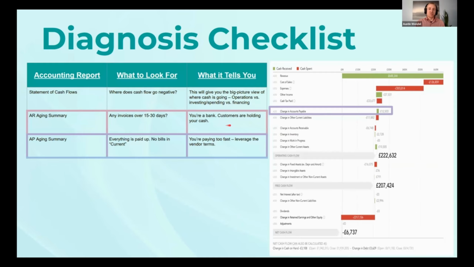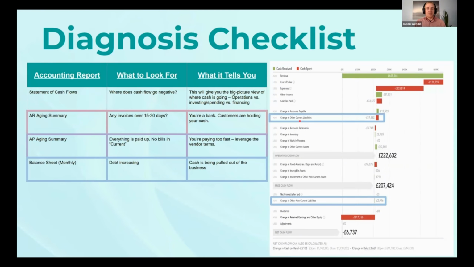The next thing you'll do is you'll look at accounts payable. If you see that that's your issue on your statement of cash flows, then you'd look at the accounting report, your accounts payable aging summary. And again, if everything is paid up, you don't have any bills, you're absolutely perfect, well, then you're probably paying too fast. You're not leveraging your vendor terms, right? If they're giving you net 30, that's a 30-day free loan, more or less. You should be leveraging that, especially when you have cash flow issues. You shouldn't be paying them the same day if you have those net 30 terms.